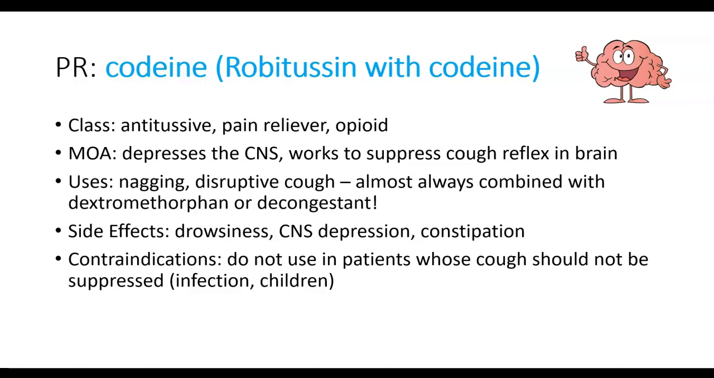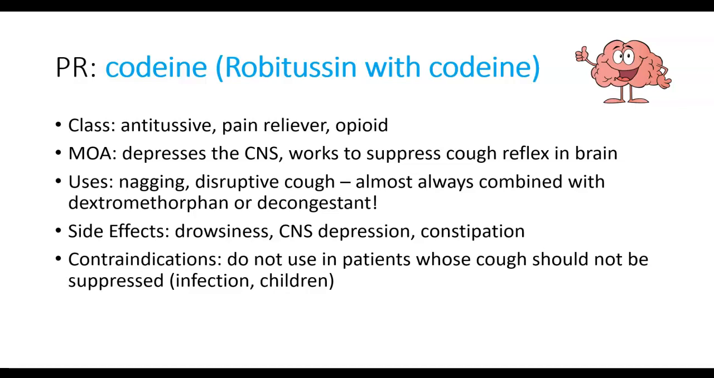And it depresses the CNS and works to suppress that cough reflex in the brain. So this is really used for a nagging, disruptive cough. And like I said, it's almost always combined with dextromethorphan or a decongestant. Rarely is it just given on its own. Codeine on its own is also really hard on the stomach, so you would want to be aware of that. Maybe give the patient a little something to eat when they take it as well. But major side effects are drowsiness, CNS depression, constipation, nausea, vomiting.